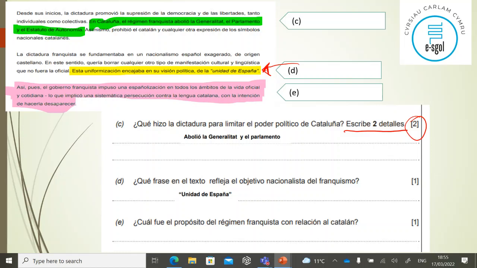Finally, ¿cuál fue el propósito del régimen franquista con relación al catalán? What was the main objective that the Franco regime wanted to reach in relationship with the Catalan? Remember that we spotted a synonym, didn't we? El propósito y la intención. Formulate your answer.